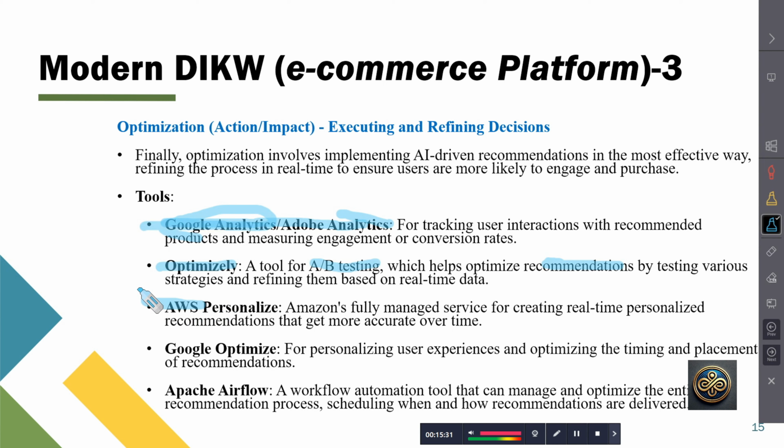Amazon AWS Personalize. We are talking about optimization. This is a fully managed service from Amazon for personalized recommendations in the real world, learning from each user interaction and improving over time to increase the conversion rate. Then Google Optimize. These tools personalize the user experience and optimize the timing and placement of recommendations to ensure that users are more likely to engage with the suggested products. That's why we call it optimization, mostly the name of software, Optimizely or Google Optimize.